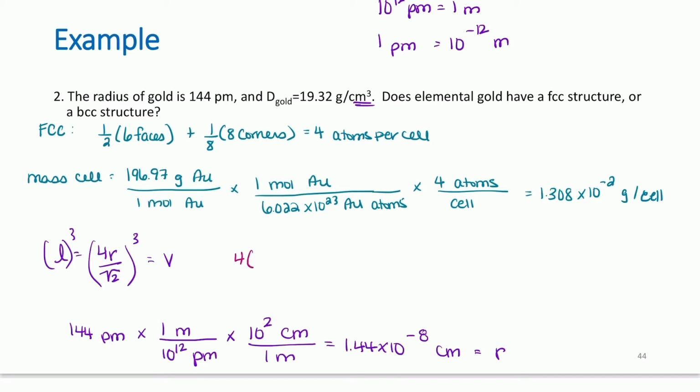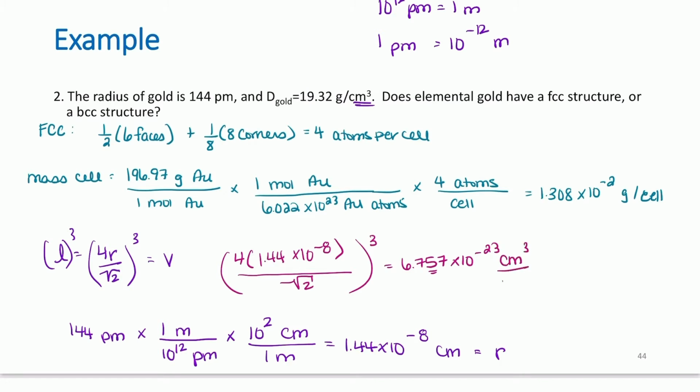So I've got 4 times 1.44 times 10 to the minus 8th, divided by the square root of 2. Quantity cubed gives me 6.757 times 10 to the minus 23rd centimeters cubed per cell.